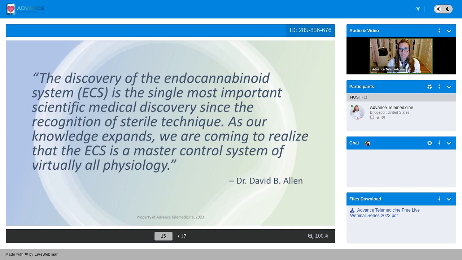So we are going to end with another quote. This quote says, "The discovery of the endocannabinoid system, ECS, is the single most important scientific medical discovery since the recognition of sterile technique. As our knowledge expands, we are coming to realize that the ECS is a master control system of virtually all physiology." And that was quoted by a doctor, David Allen.